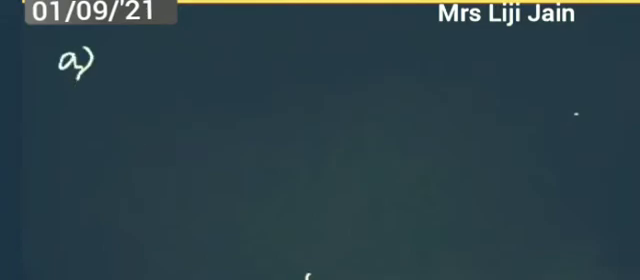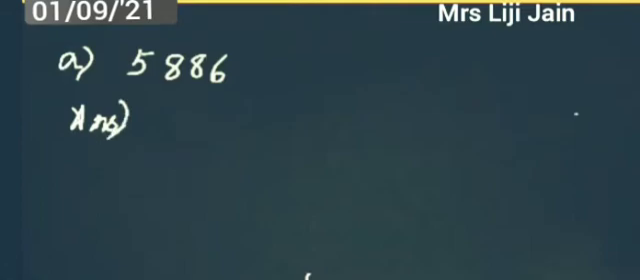The number is 5886. So for checking whether this number is divisible by 9 or not, what do we have to do? Yes, we have to find the sum of its digits, isn't it? I think 1 or 2 problems will be enough in this section, isn't it? Yes. Please find the sum of the digits.